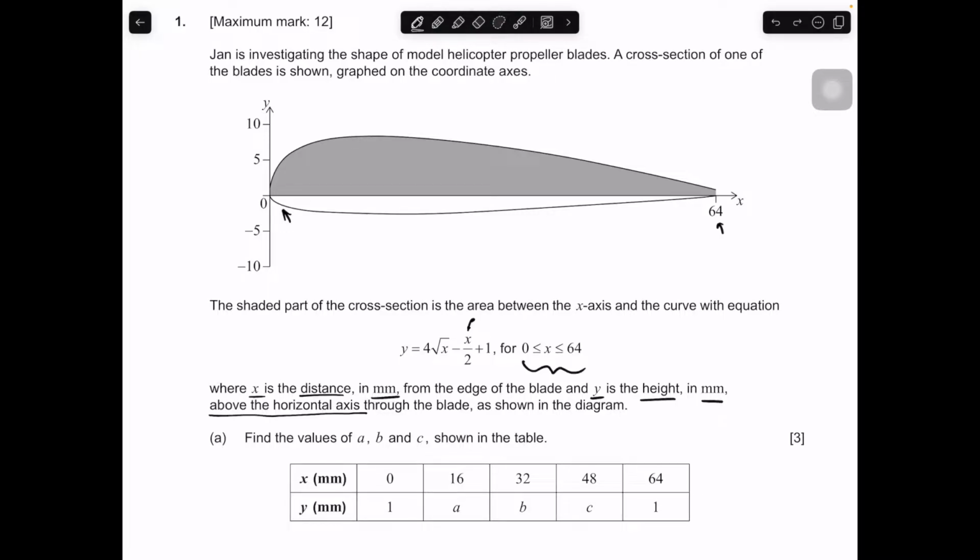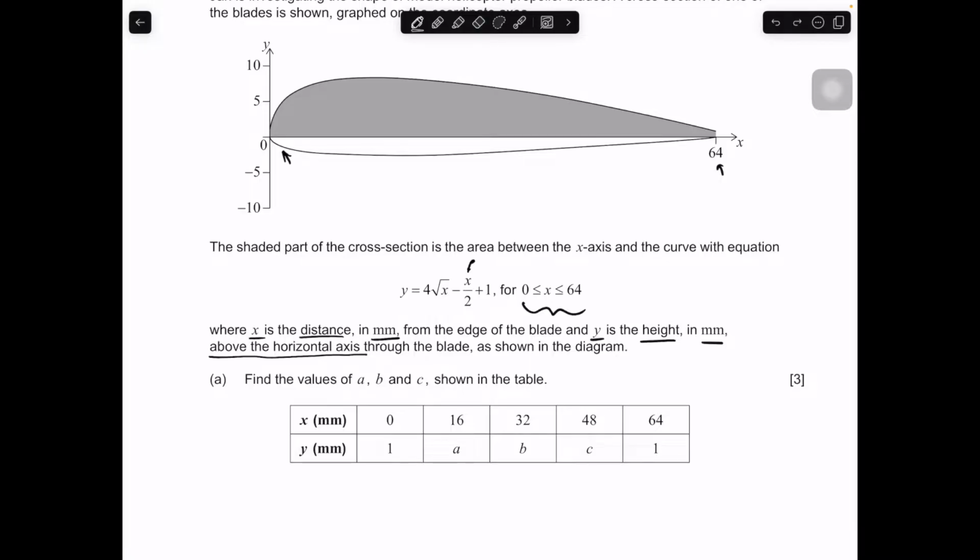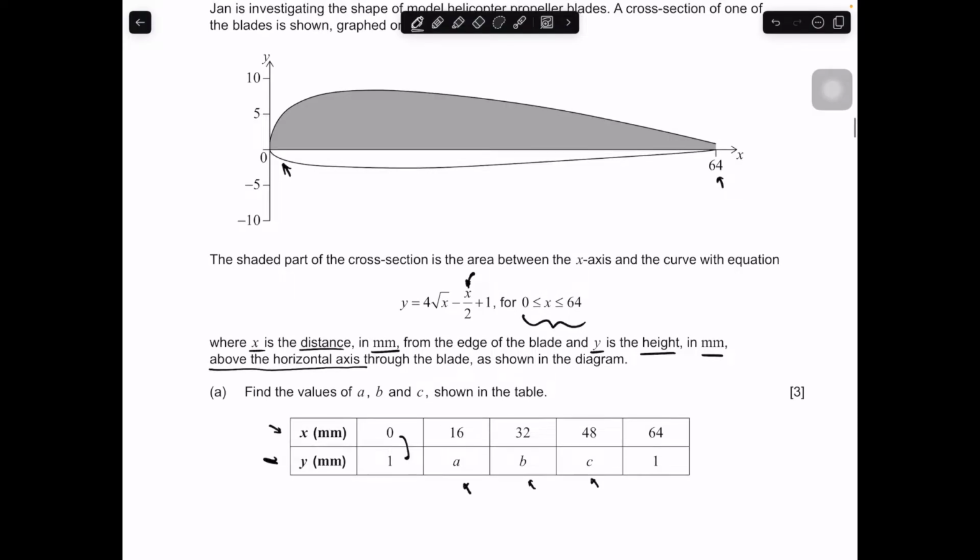So let's go ahead and see what they're asking us for the first part. Part A, they're asking us to find the values of A, B, and C shown in the table. And these are all y values. So if we have an x value, an input, we should be able to just input these values into our function and then find the corresponding y value. So this looks to be, at the very beginning, a more straightforward input-output question. To find the value of A, let's input the value of 16 into our function, for example, and then we'll do the same thing for 32 and 48.